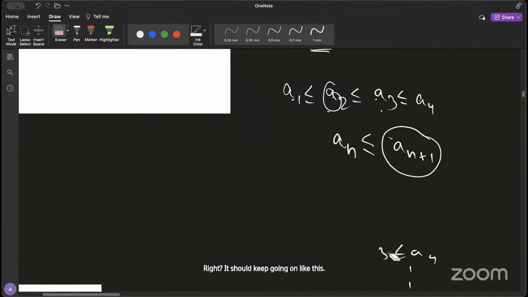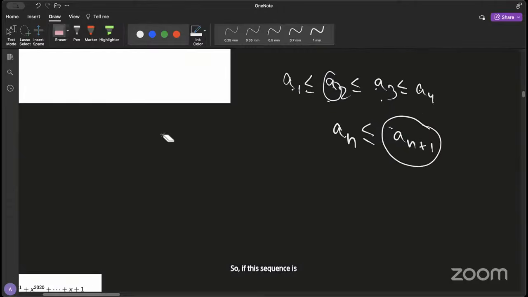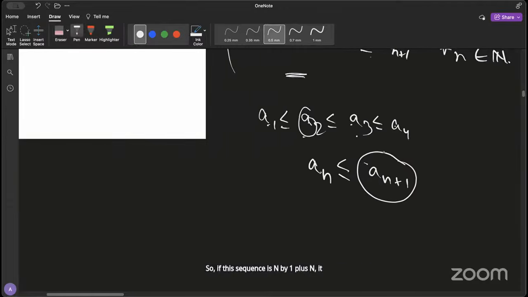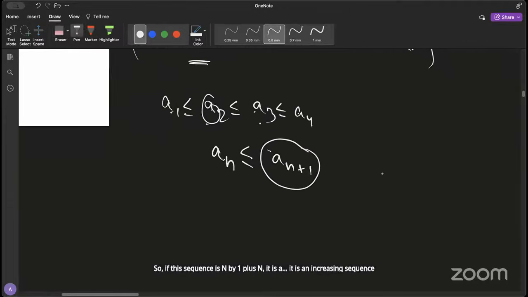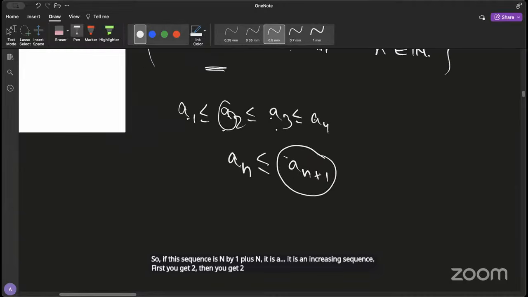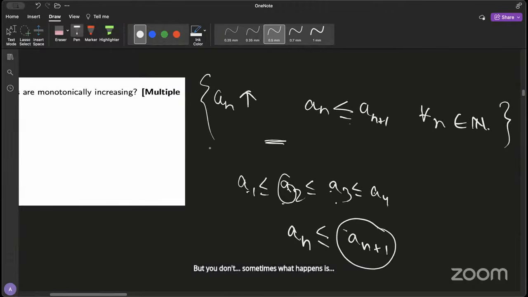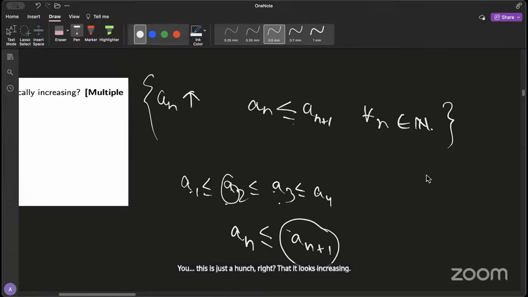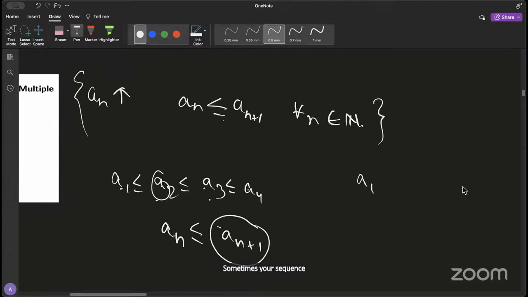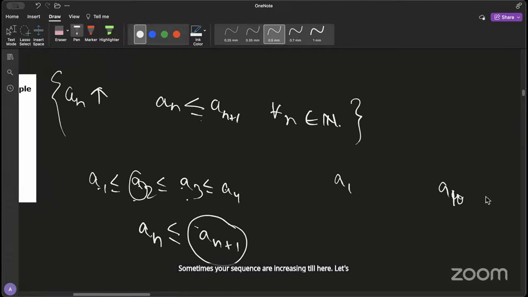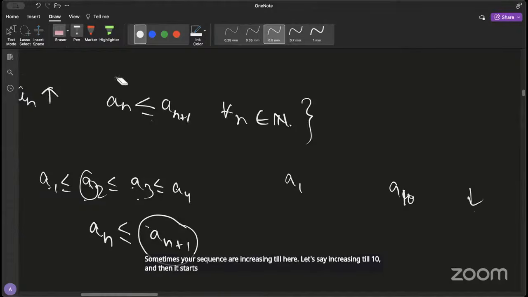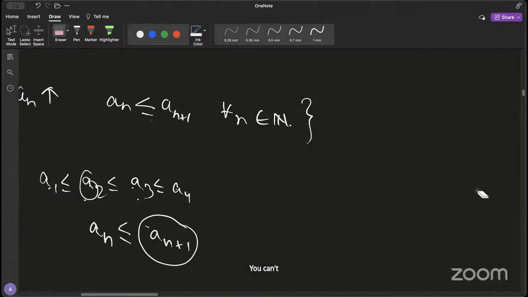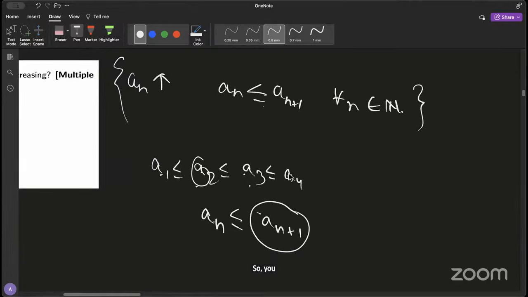So if this sequence is n by 1 plus n, it is an increasing sequence. First you get 1 by 2, then you get 2 by 3, then you get 3 by 4. But sometimes what happens is, this is just a hunch, right? It looks increasing. Sometimes your sequence is increasing till, let's say, 10, and then it starts decreasing. That can happen, right? You can't check for each and every term. So you should check it in a general manner.